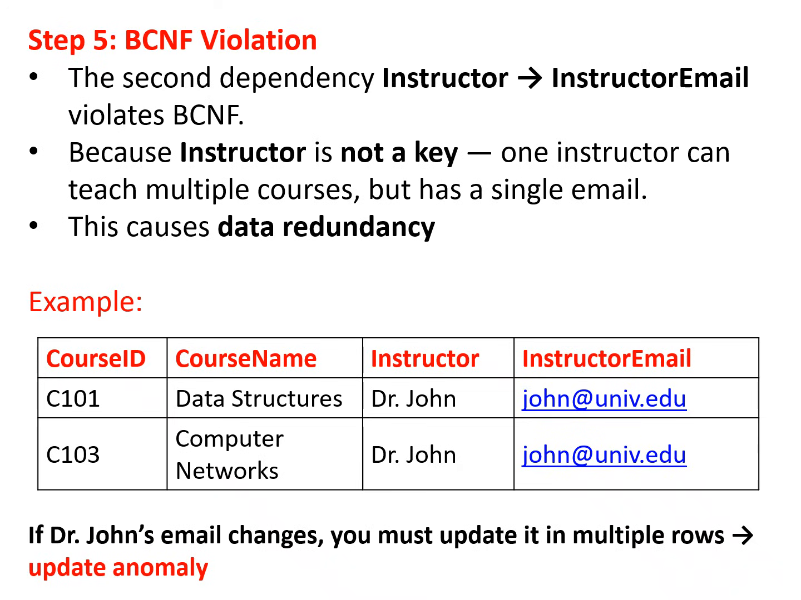The second dependency, instructor determines instructor email, violates BCNF. Why? Because instructor is not a key. One instructor can teach multiple courses but has a single email. This may also cause data redundancy. Duplications may arise. That's why here we have course ID, course name, instructor, and then instructor email. Suppose Dr. John's email changes, you must update it in multiple rows, which means update anomalies happen. But we have to avoid all the anomalies.